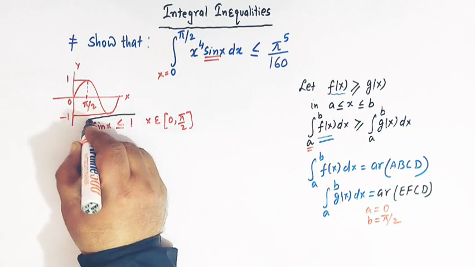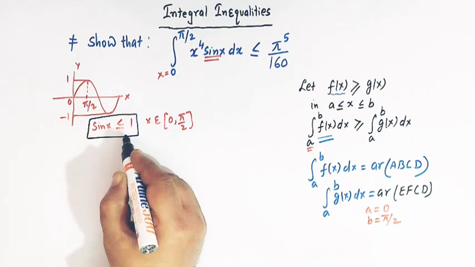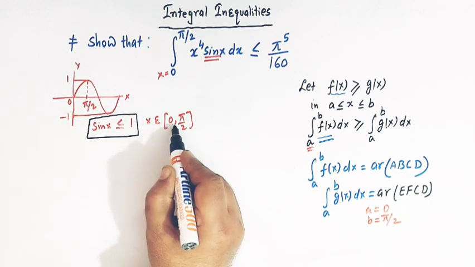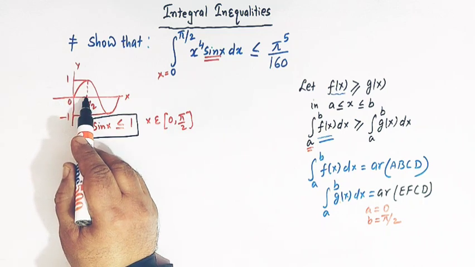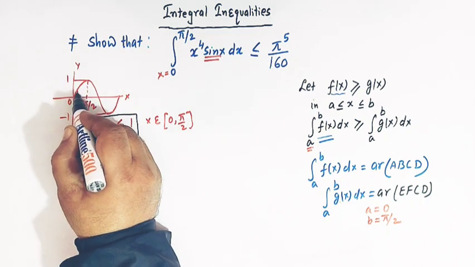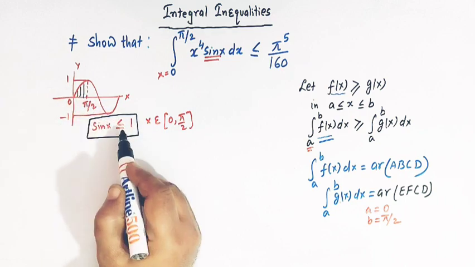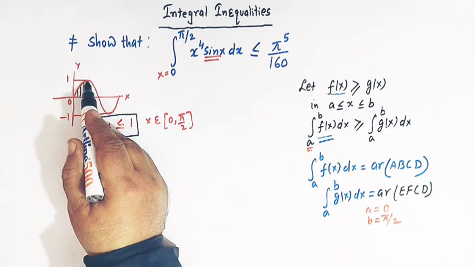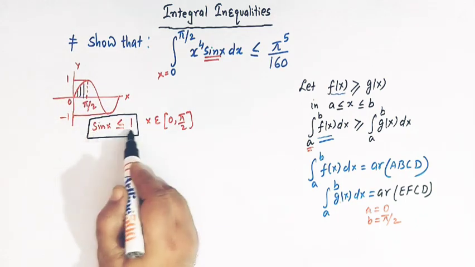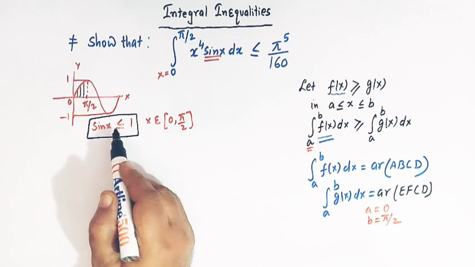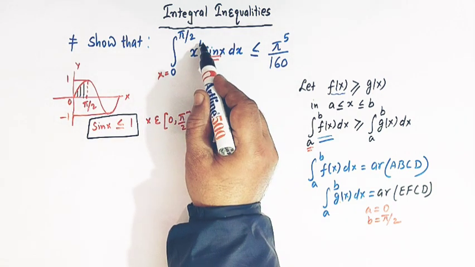So sin x is less than or equal to 1 when x belongs to 0 to pi by 2, right? So all these values are less than or equal to 1, right? So we'll start with this statement. Now see, here we have x raised to 4.